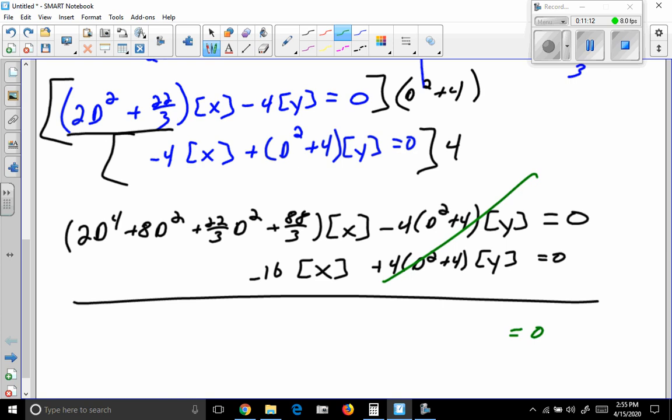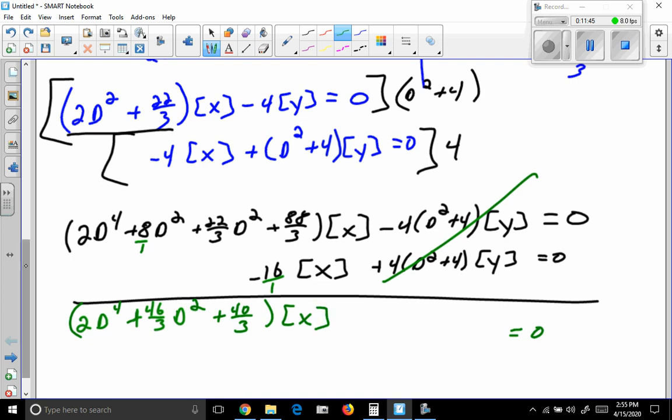So if we combine like terms and simplify out front, we have 2d to the fourth. If we get a common denominator of 3 here, we'll have 24 plus 22, so that's 46 over 3. That's the coefficient of d squared. If we put this over 1, this would be 48 thirds. 88 minus 48 is 40 thirds. That's our operation on x.